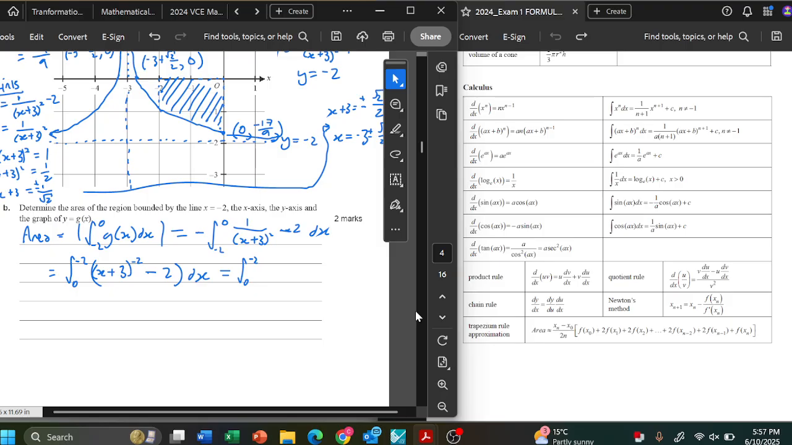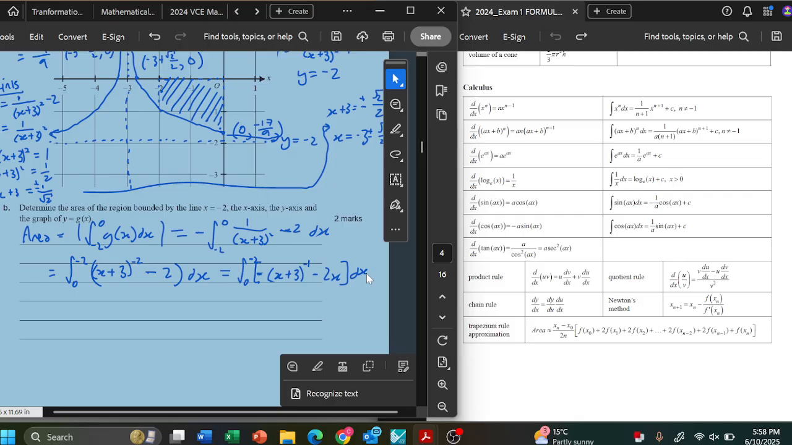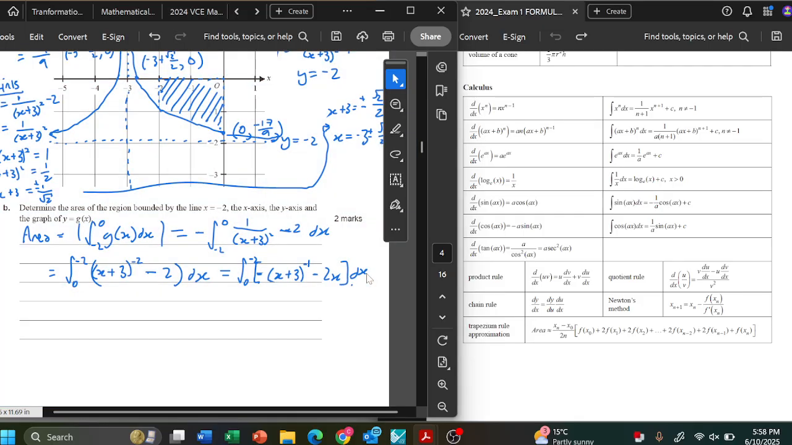Okay, taking the integral, we're going to increase the power by 1. So that's going to go up to (x plus 3) to the power of -1. Then we multiply it by the reciprocal of the new power, which is -1, so there's going to be a negative sign out the front here. Minus 2x dx. That's the integral that we are evaluating.